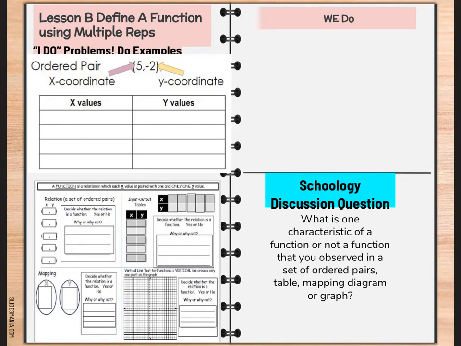Greetings, Patriots. In today's lesson, we are going to continue from yesterday's lesson, as you looked at a vending machine as an example of a relation versus a function.